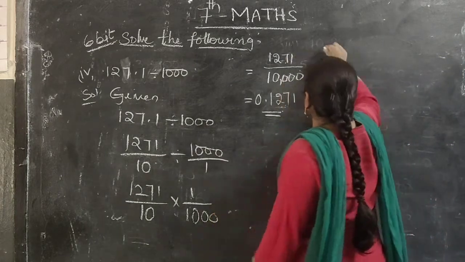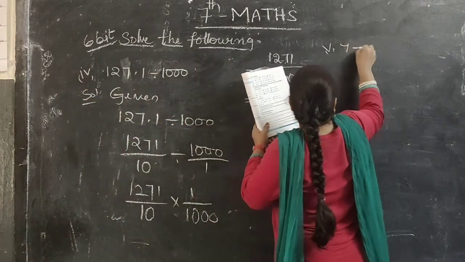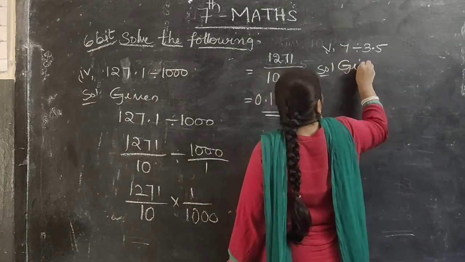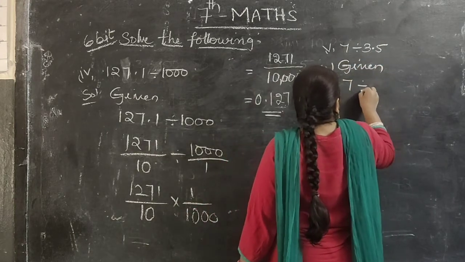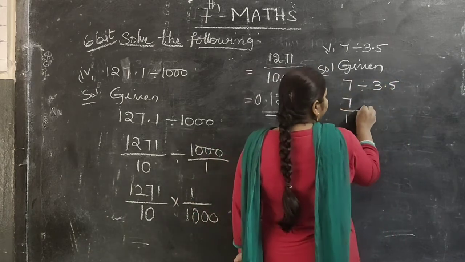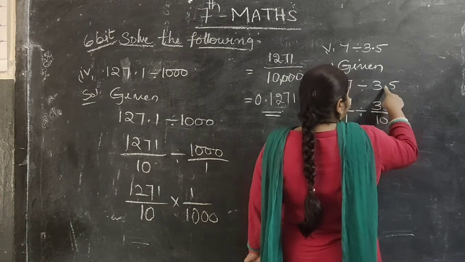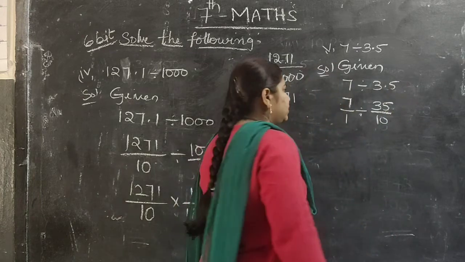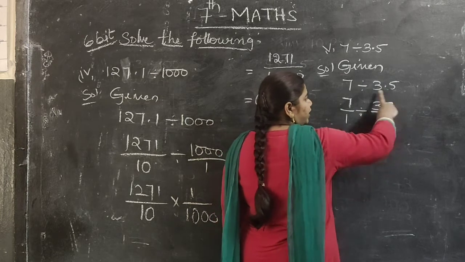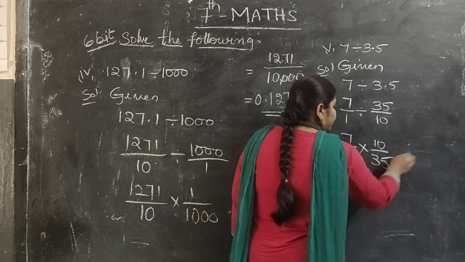Fifth one is 7 divided by 3.5. Given 7 divided by 3.5. 7 is nothing but 7 by 1, divided by 3.5, which can be written in the form of 35 by 10, because after the point we are having only one digit. So how to divide this? Division will be converted into multiplication, second term will be flipped. 7 by 1 into 10 by 35.